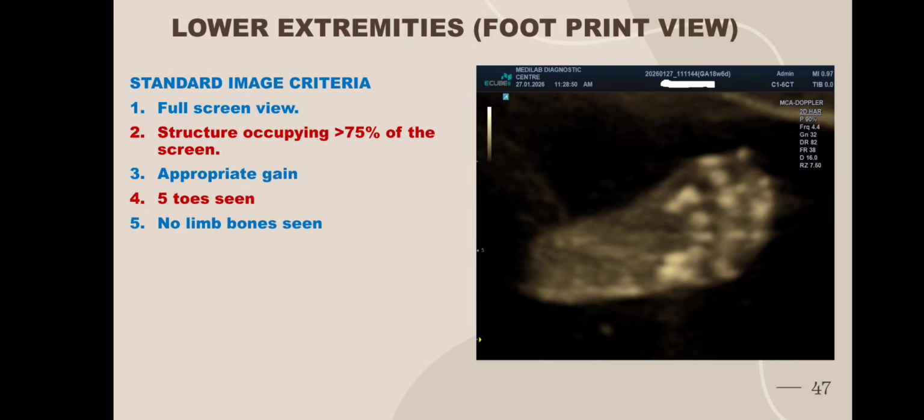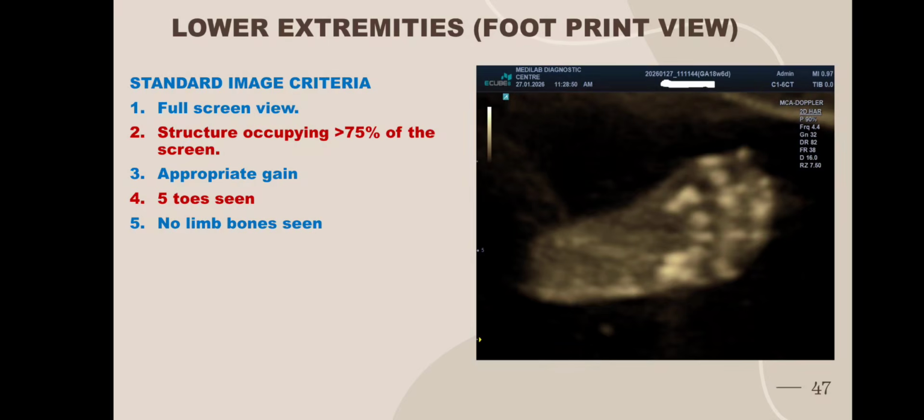Lower extremities, footprint view. In footprint view, if you see leg bone, there must be club foot. Here you can see 5 toes, no limb bones in appropriate gain. No limb bones should be seen.